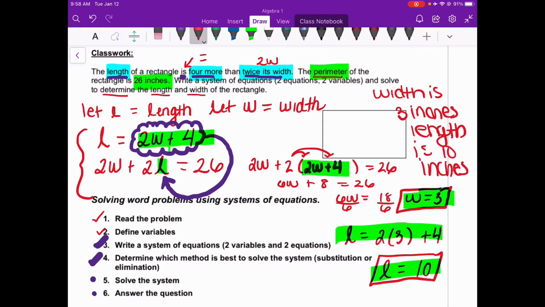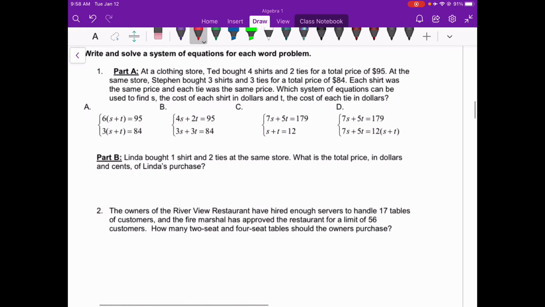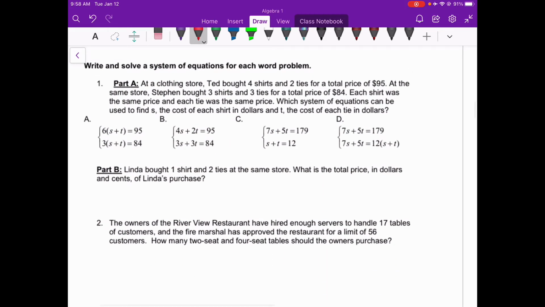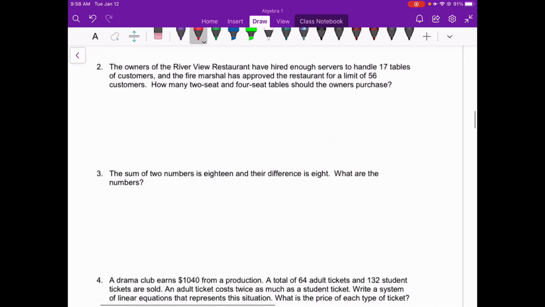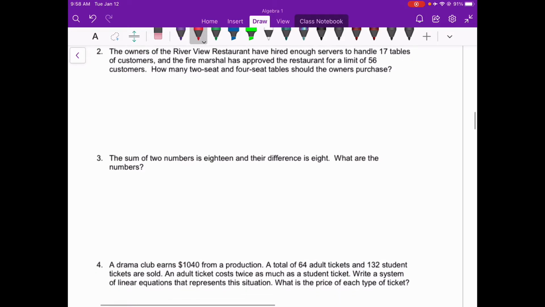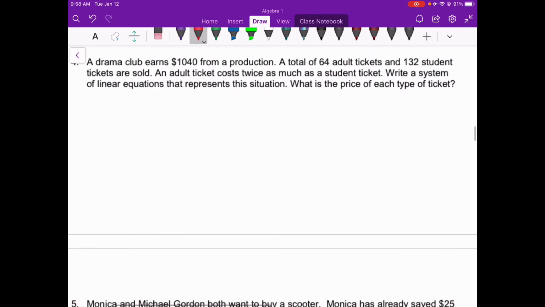All right. We're going to skip number 1 for now. We'll use it as a warm-up. And we are going to do number 4. Skip a couple of those.